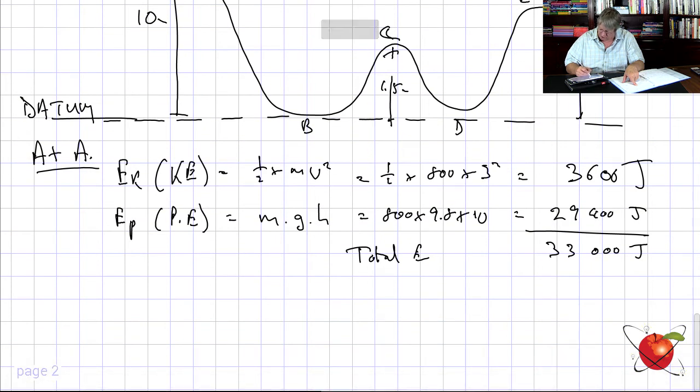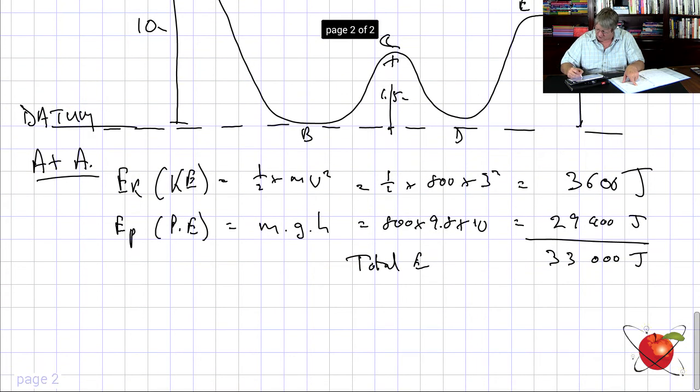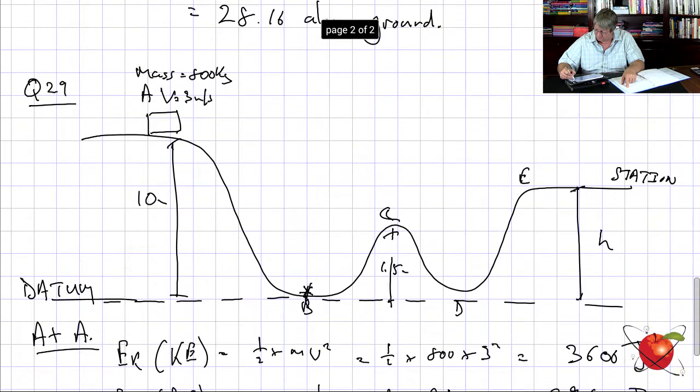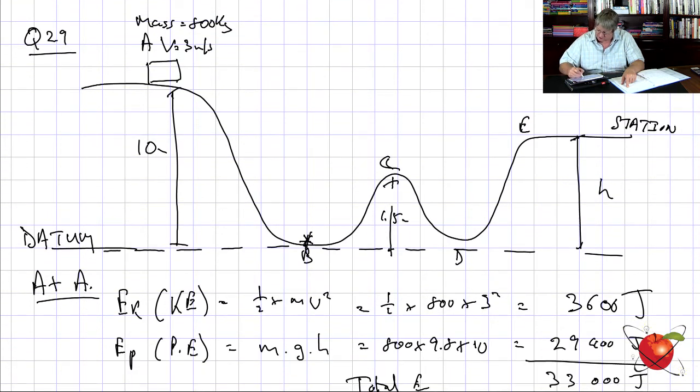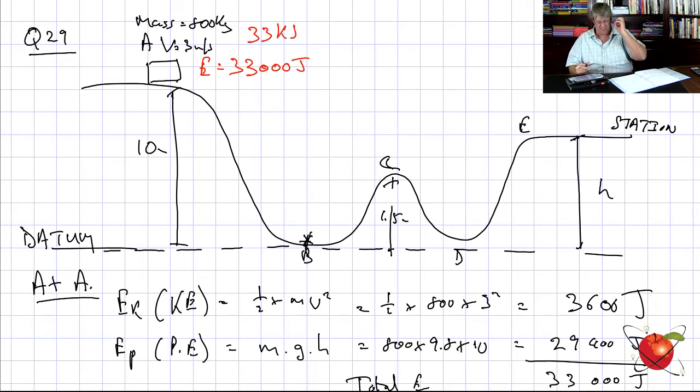Now, EP, or potential energy, PE, is mgh, which is 800 times 9.8 times how high is it? It's 10. So that's 29,400 joules. Total energy is 33,000 joules. Right? That's the total energy. All the energy problems are identical. You're going to work out the initial energy, or some point where you've got both the energies.